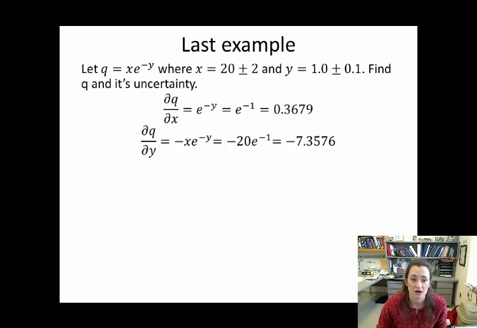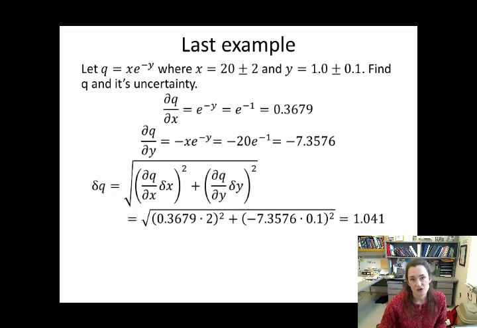Next, the partial of Q with respect to y, we hold x as the constant, and we just take the derivative of e to the minus y, which is minus 1 times e to the minus y. So here, the partial of Q with respect to y is minus x e to the minus y. And then plugging in the values for x and y, we get minus 20 times e to the minus 1, which is minus 7.3576.